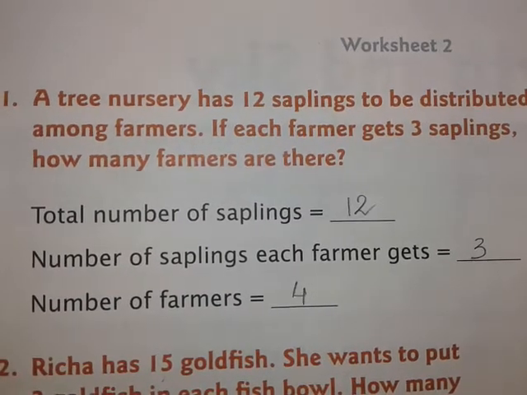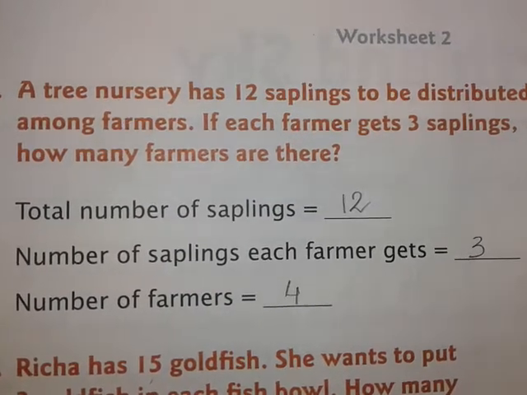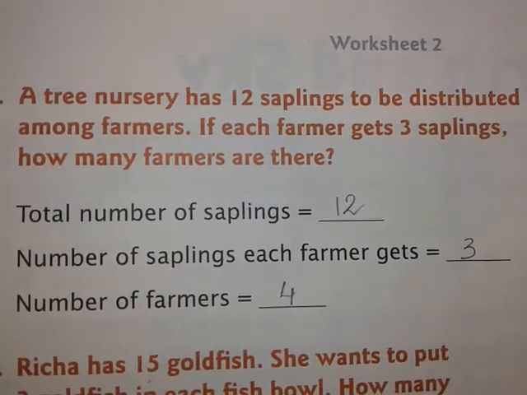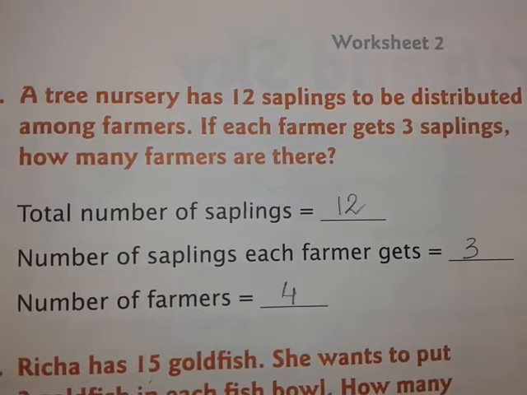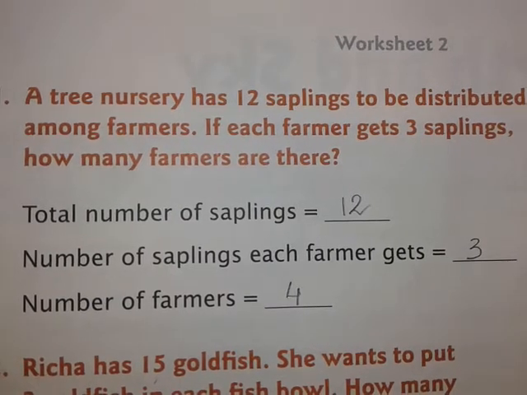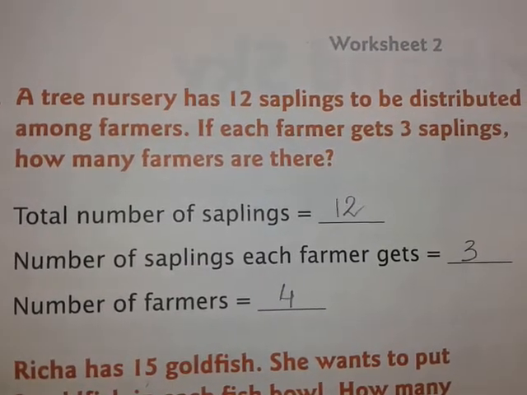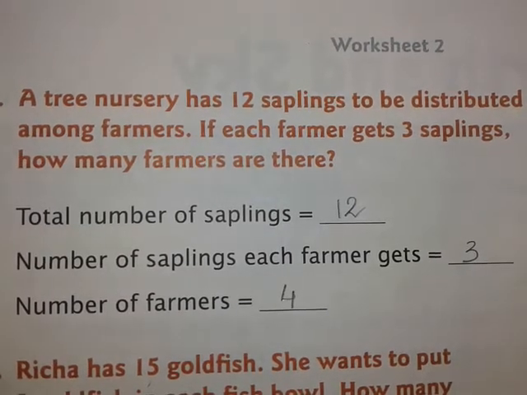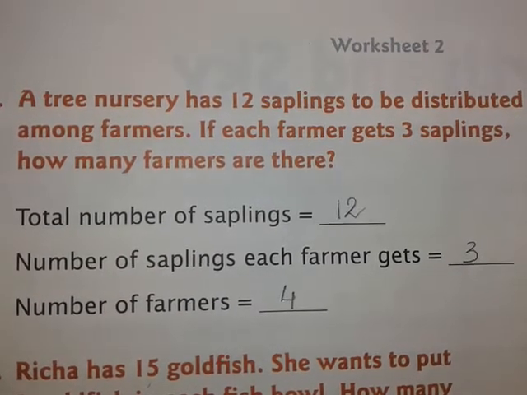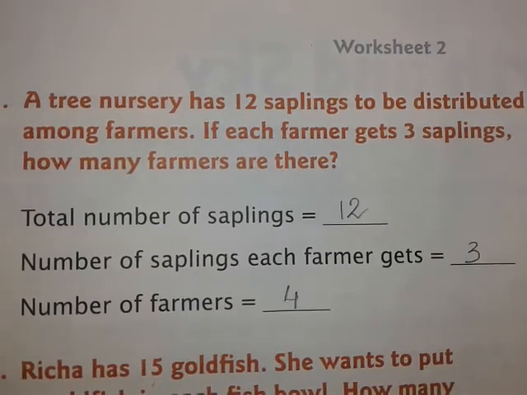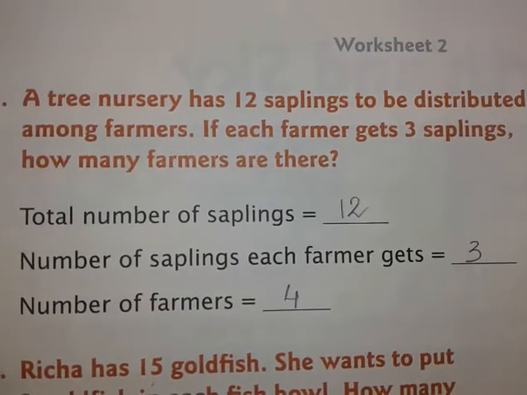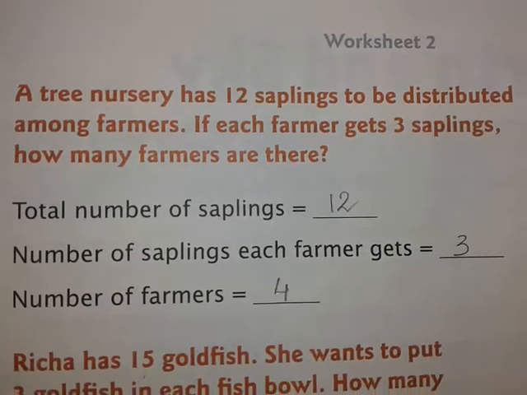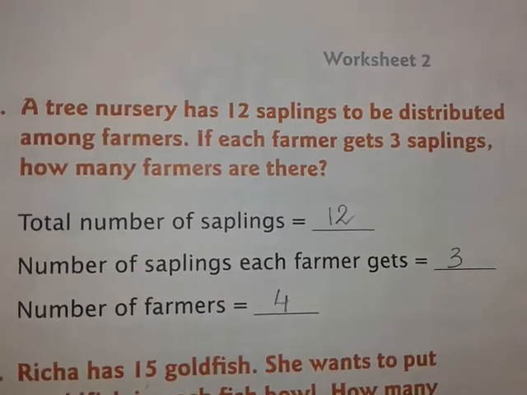Let us read the first story. A nursery tree has 12 saplings to be distributed among farmers. If each farmer gets 3 saplings, how many farmers are there? Sapling means baby plants, okay? Now a tree nursery is going to give each farmer 3 baby plants and there are only 12. So how many farmers are there to take the 12 saplings? We have to find out this one.